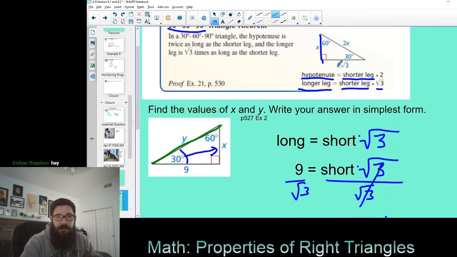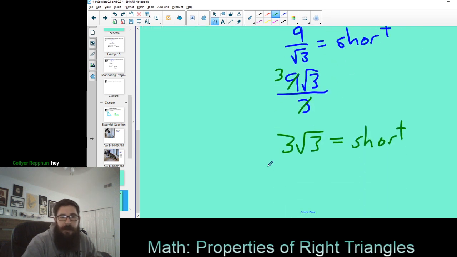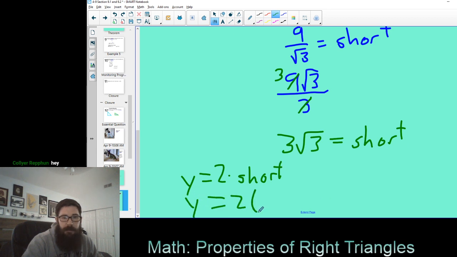What side length is y going to be? Well, it's the hypotenuse. It's 2 times as big as my short leg. So what's y in this case going to be? It's going to equal 2 times the short leg. So I'm going to get y equals 2, and I'm going to put in parentheses this whole 3 square root 3.